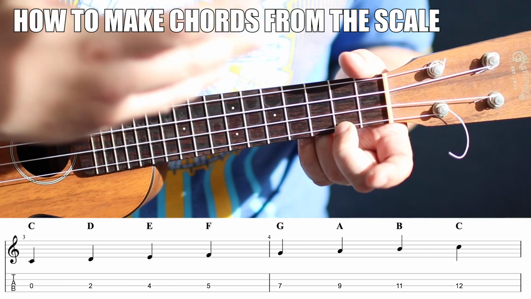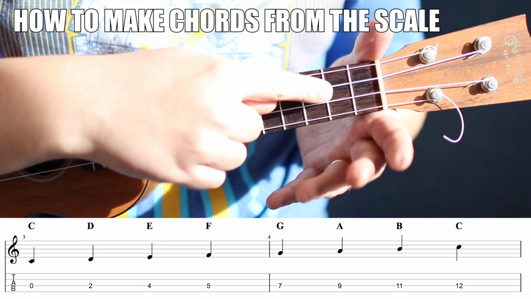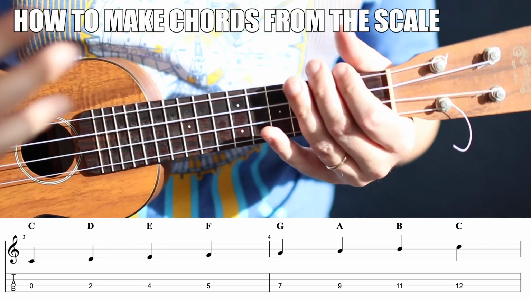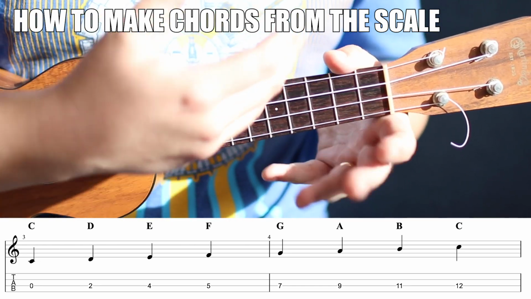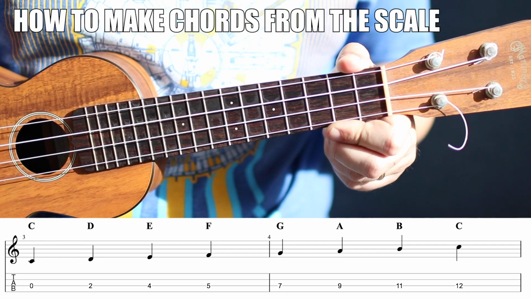of C. Why is it the key of C? Because we're creating it from the C scale. That's all it means when you say the key of C. When you say the key of C, it means that these chords were created from the C scale.